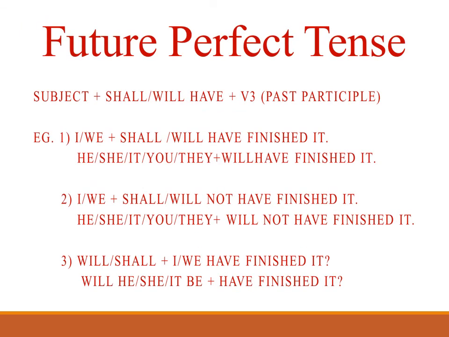Now coming to future perfect tense, you can see the form very nicely. Second line: subject plus shall or will and have plus verb third form. For example, I will have finished it. He will have finished it. In negation, it will go to I will not have finished it. He will not have finished it. And the third, question form: will I have finished it? Will he have finished it? So that is your future perfect tense.